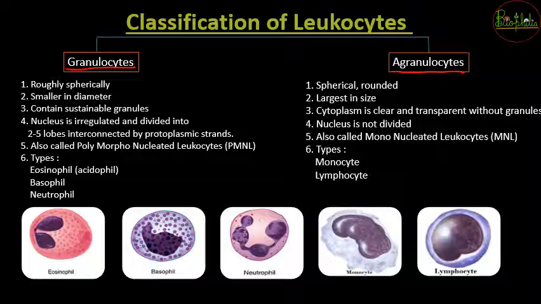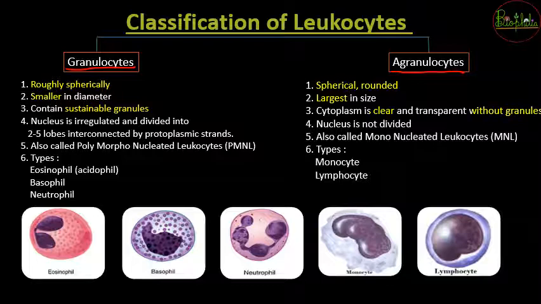So granulocytes are going to be roughly spherical. Okay, and in comparison we'll study agranulocytes, those are going to be spherical or rounded. Granulocytes जो होते हैं उनका diameter छोटा होता है, so they are smaller in size, whereas agranulocytes will be larger in size. Now since the name is granulocytes, they are going to have the granules which are going to be present, whereas in agranulocytes, as the name says, the cytoplasm will be clear और उनमें कोई भी granules नहीं होंगे.